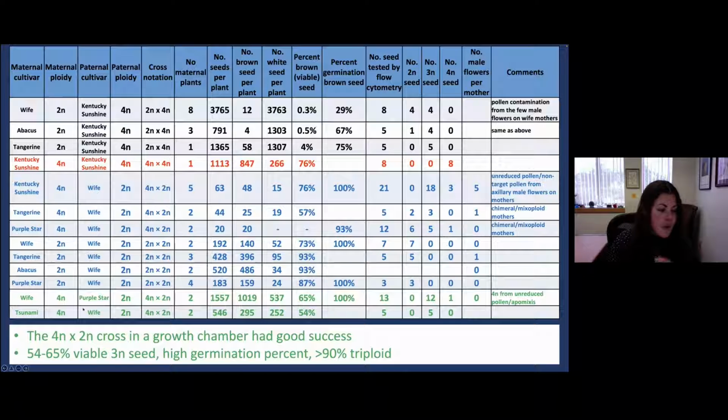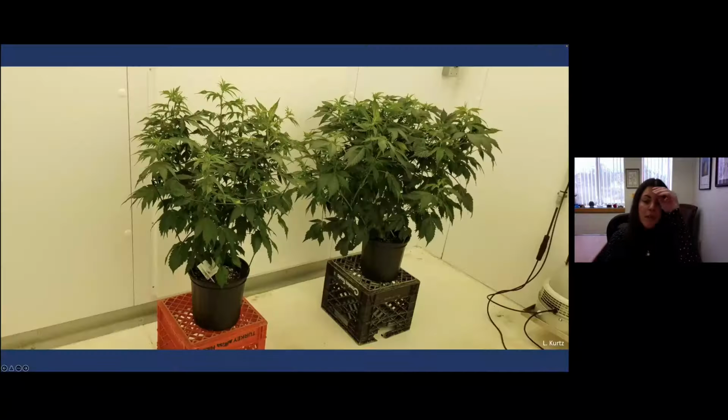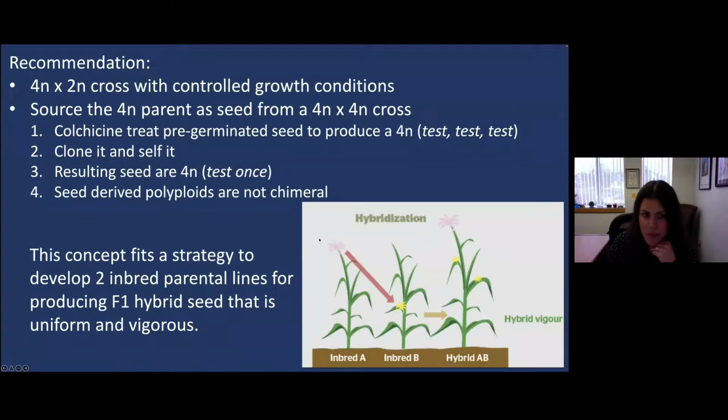We also used a tetraploid autoflower called Tsunami, which again is going to be an overall smaller plant, which is going to yield fewer seeds just by its size. But we had 500 seeds, 54% were viable, and all were triploid. And all germinated really well. These were the plants in the first growth chamber experiment. These are tetraploid wife plants. So not super big. This is a #2 trade nursery container or a 2-gallon. And they produced a lot of seed.